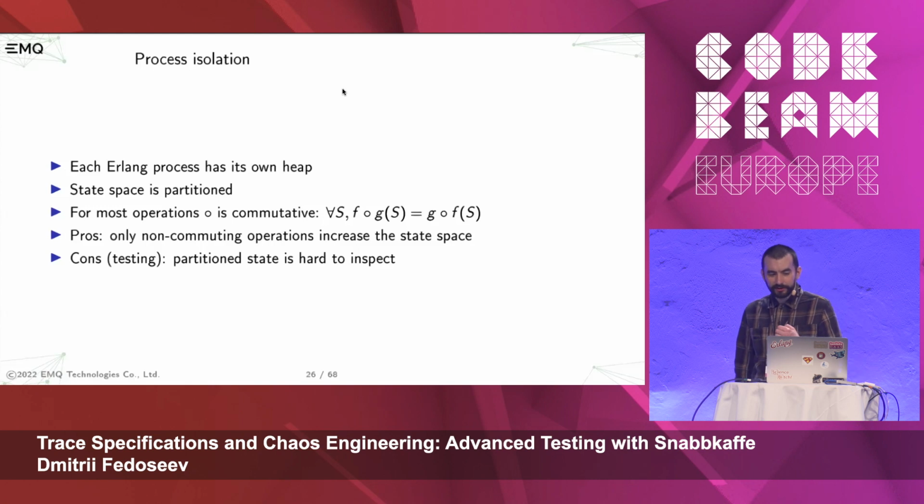Another mitigation is process isolation. Each process has its own heap, so the overall state of the system is partitioned. Therefore, most operations commute, and only schedulings of non-commuting operations increase the state space. This is why tools like Concuerror can be relatively fast. But from the perspective of state-based testing, it presents another challenge. The partitioned state is harder to inspect.